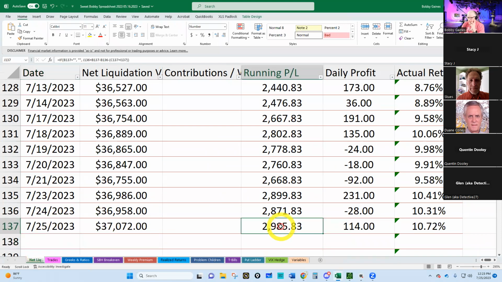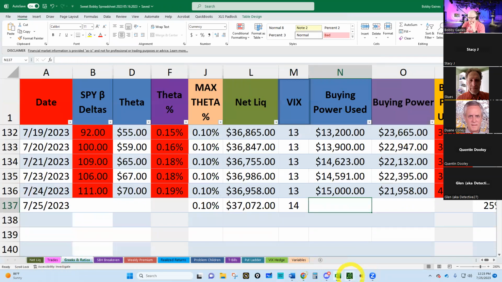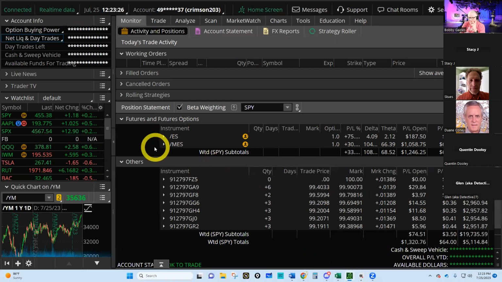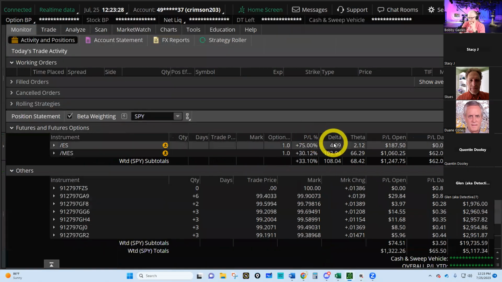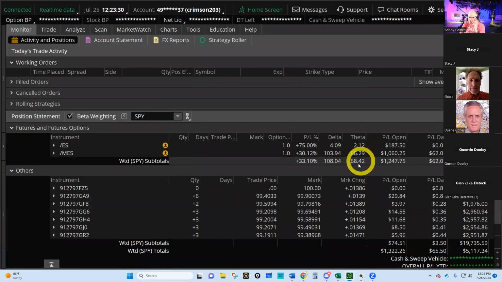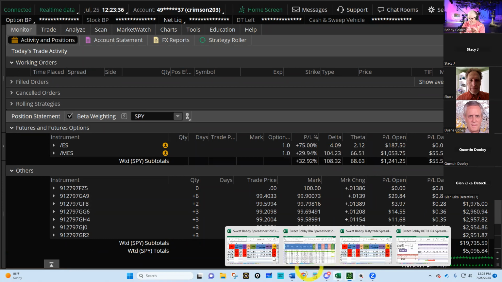Look at this, y'all. We may go over $3,000 worth of profit in this account. May do it tomorrow, you know? So we'll see. This account's doing really, really good. So let's see what our Gregson ratios are. Over here, we have 108.68. It's three accounts, y'all, that are just about the same with deltas and thetas and buying power. 108.68. Okay, so let's put that in.